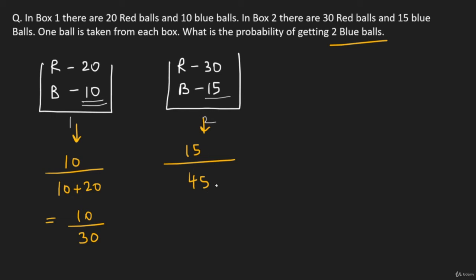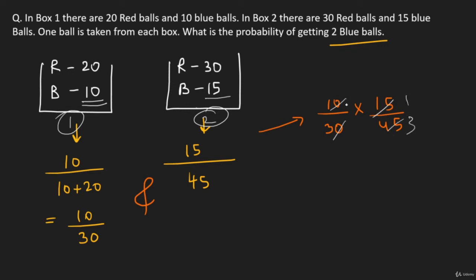Alright, now we need to get a blue ball from the first box and a blue ball from the second box, right? Now whenever you have and, you multiply because these two events are independent, right? Therefore the probability to get a blue ball from the first box and a blue ball from the second box is equal to 10 by 30 into 15 by 45. 10 by 30 is 1 by 3. Similarly 15 by 45 is 1 by 3. So 1 by 3 into 1 by 3, that gives you the answer as 1 by 9.